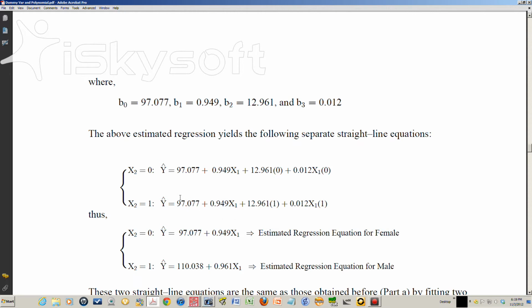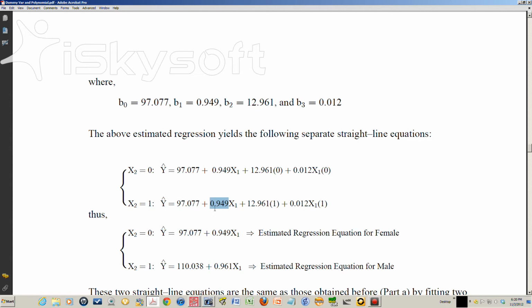And then if I put 1 for x2, remember x2 is a dummy variable. So here we have the constant. x1 is already age, which is fine. You see I put the 1 here and the 1 there. So this becomes 12.961. So I add this 97 and this 12 together, I get 110. And then 94.9 and this 0.012 together, I get 0.961. And these are exactly the same equations we found in the beginning of the lecture by SPSS twice.